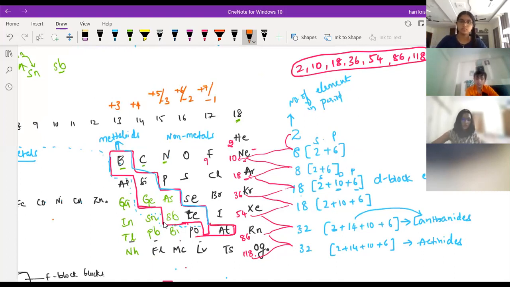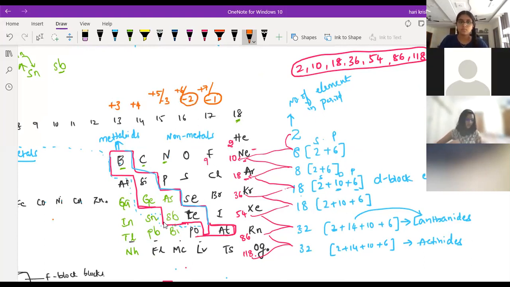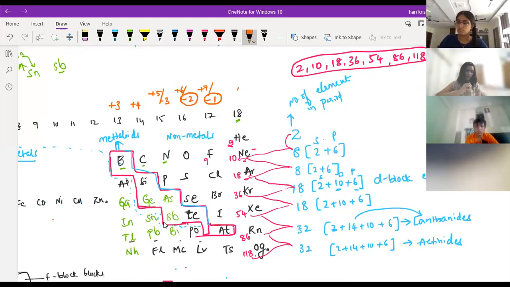What about this one? +1 or -1, but every time you have to take this -1 only. Understand? When you're writing chemical formulas, you should consider these things. The valency of this one is 0. Is it clear? Yes, sir. Any doubts?